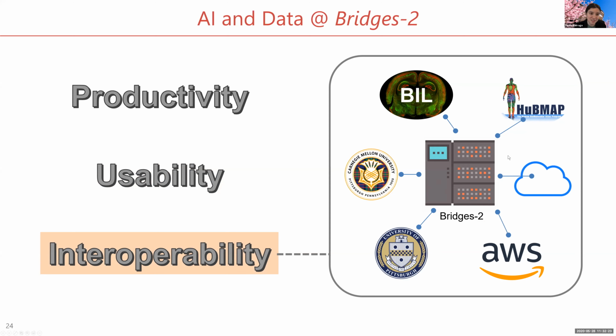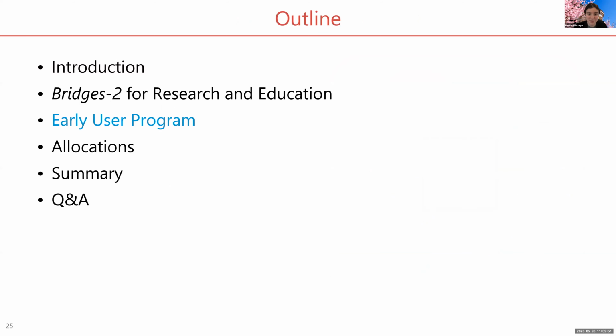As we all know, artificial intelligence is a very rich field with more and more domains incorporating it. So having a system that is interoperable is a must. With its advanced networking capabilities, Bridges-2 will enable tight integration with large data projects, such as the Brain Image Library and the Human Biomolecular Atlas, as well as cloud providers, other cyberinfrastructure, and the cloud in general. Next, we will have Sergio tell us about the coming early user program and how to get ready for Bridges-2.